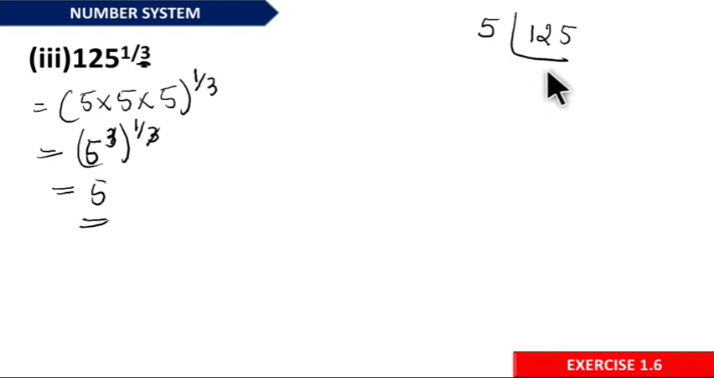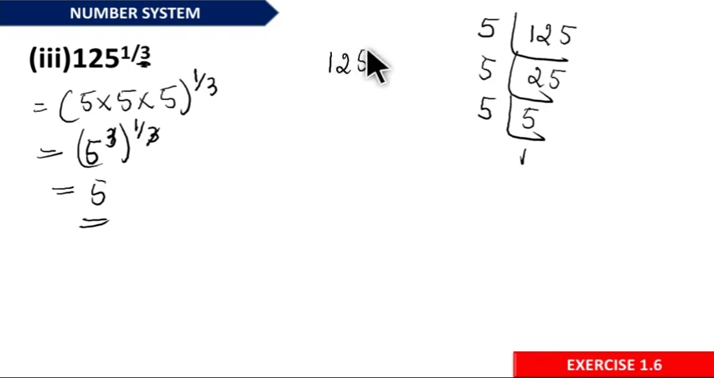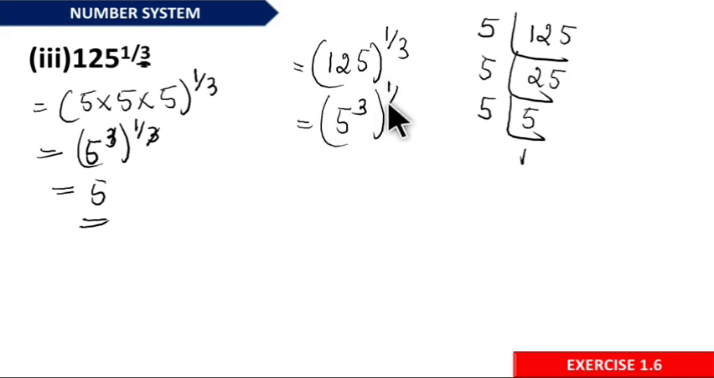5 how much is 125? 5 twenty-fives is 125. Then 5 how much is 25? 5 fives is 25. Then 5 ones is 5. We are having 5 three times. When you multiply 5 three times you get 125. So 125 to the power 1 by 3 you can write as (5 to the power 3) whole to the power 1 by 3. The 3s get cancelled, so the remaining is 5 to the power 1, that is 5.